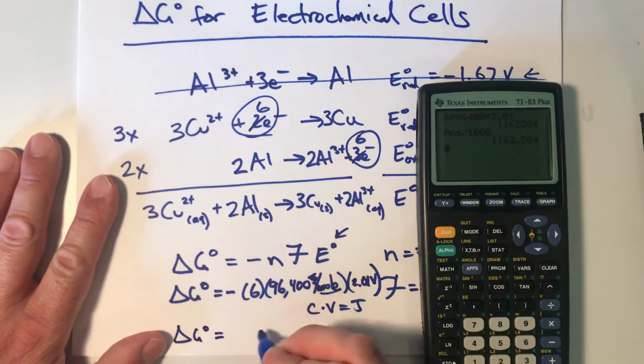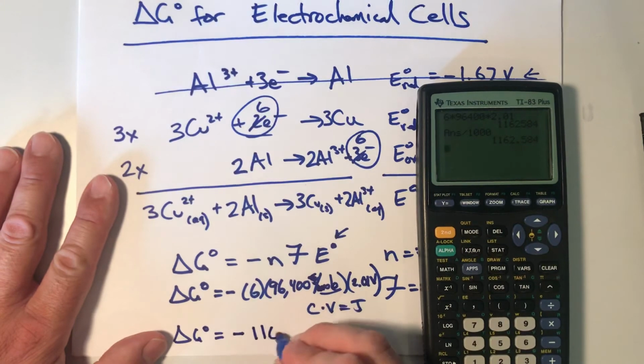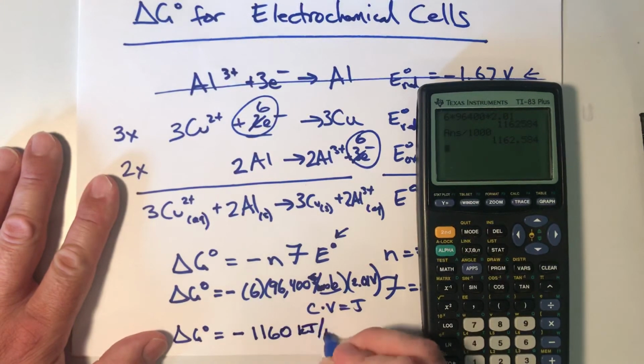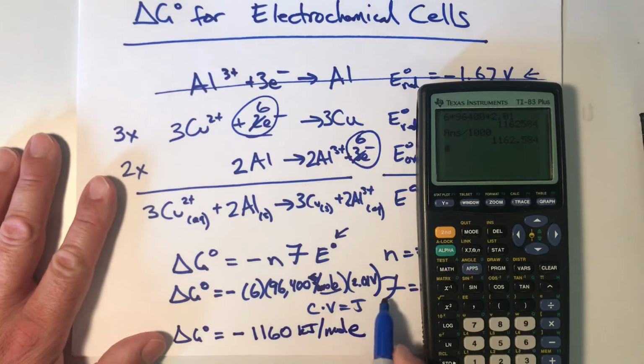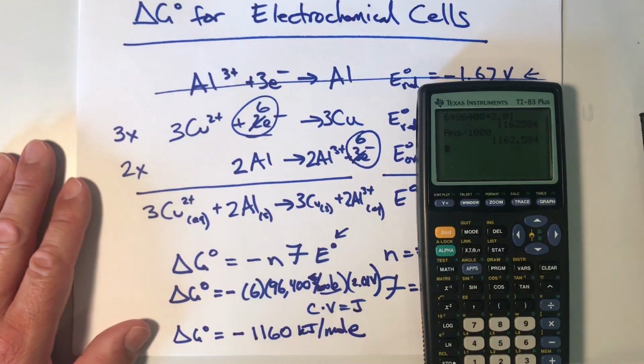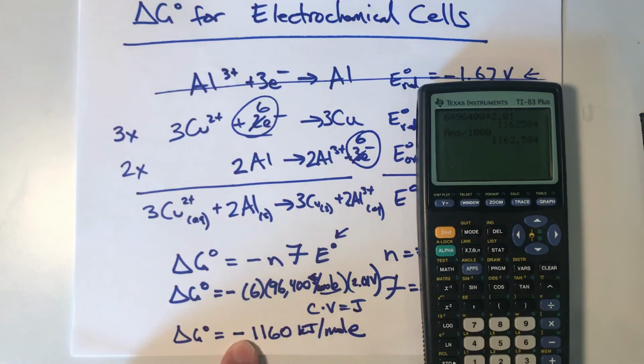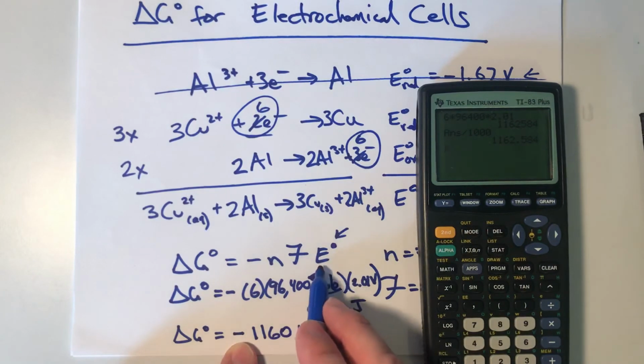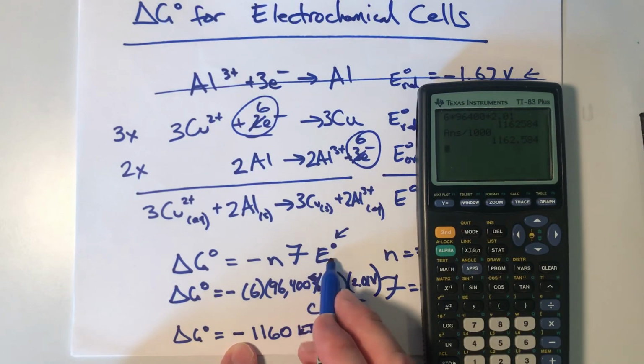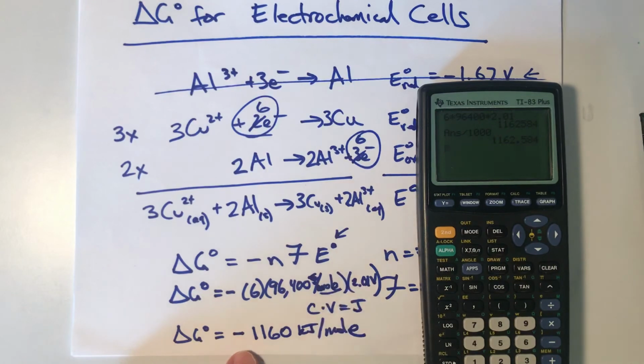So delta G naught is going to be negative 1,160 kilojoules per mole. Notice that I divided by 1,000 to get joules into kilojoules. You could have left it in joules, that would have been totally fine. But notice again that we have a negative delta G naught, which corresponds to a favorable forward reaction, which jives with our previous understanding that E naught has to be a positive number.